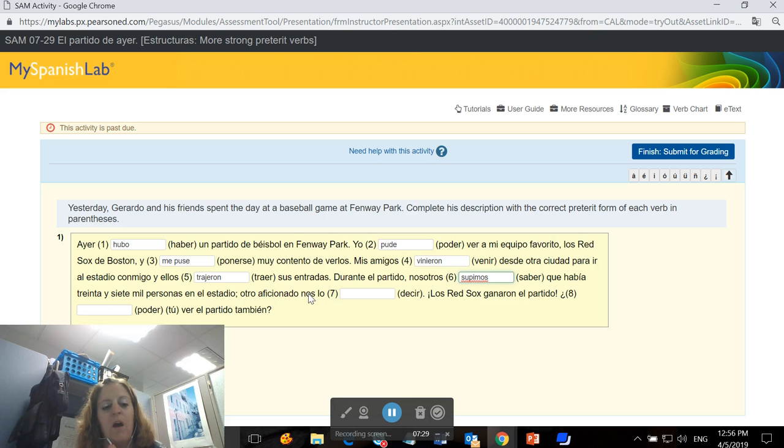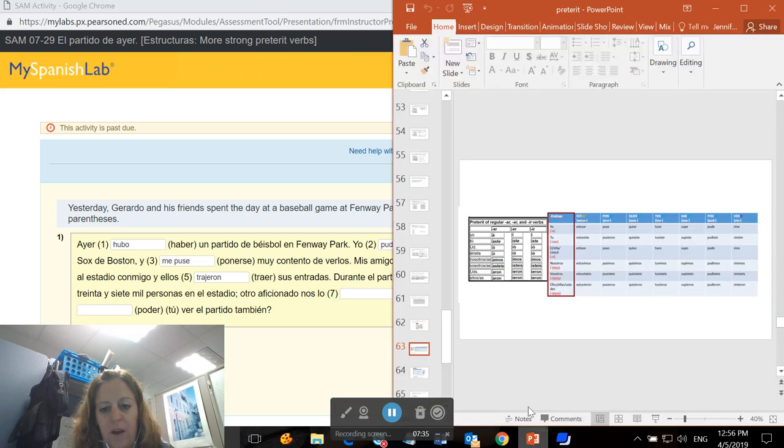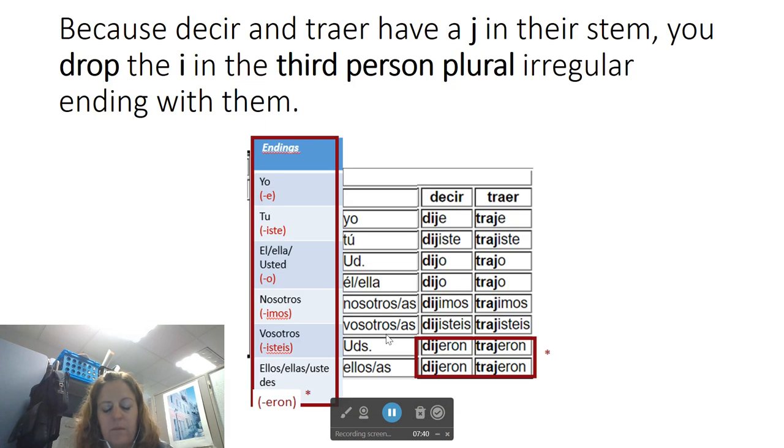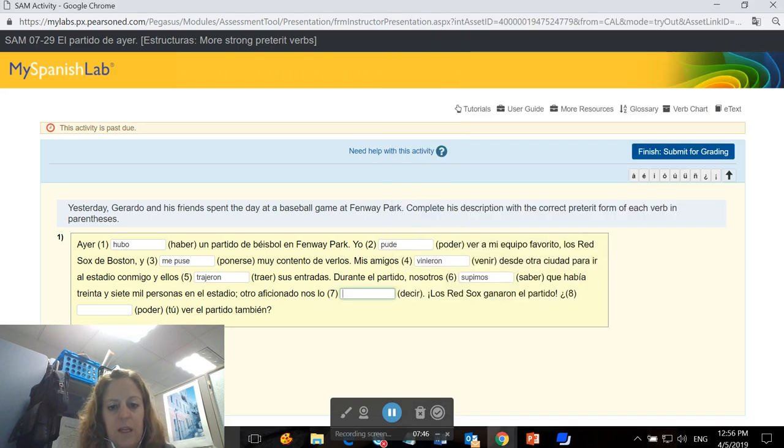And remember, you're going to have object pronouns with say and tell because you're usually saying something to somebody or telling something to someone. Okay, so we would go back out here to this slide. Here's decir for aficionado, the fan would be dijo, and that's what you would put in here. Los Red Sox ganaron el partido. Blank tu ver el partido también.